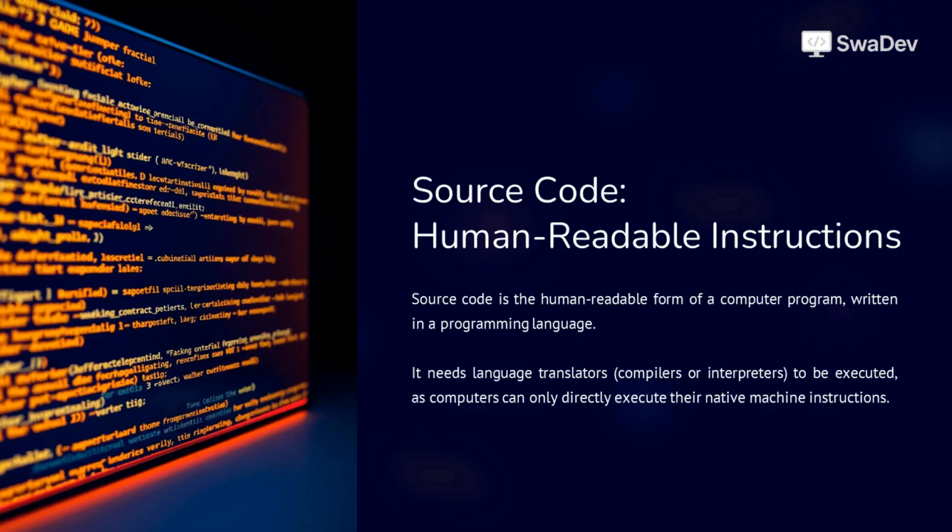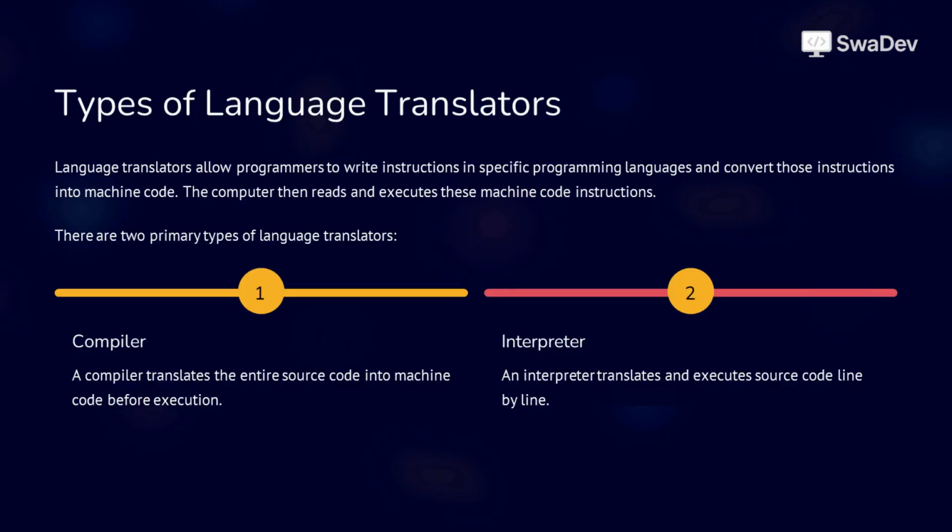So source code is the human readable version of a program. We write it in a programming language and then it's translated into machine code that the computer can understand. So it needs language translators like a compiler or interpreter to be executed, as computers can only directly execute their native machine instructions.